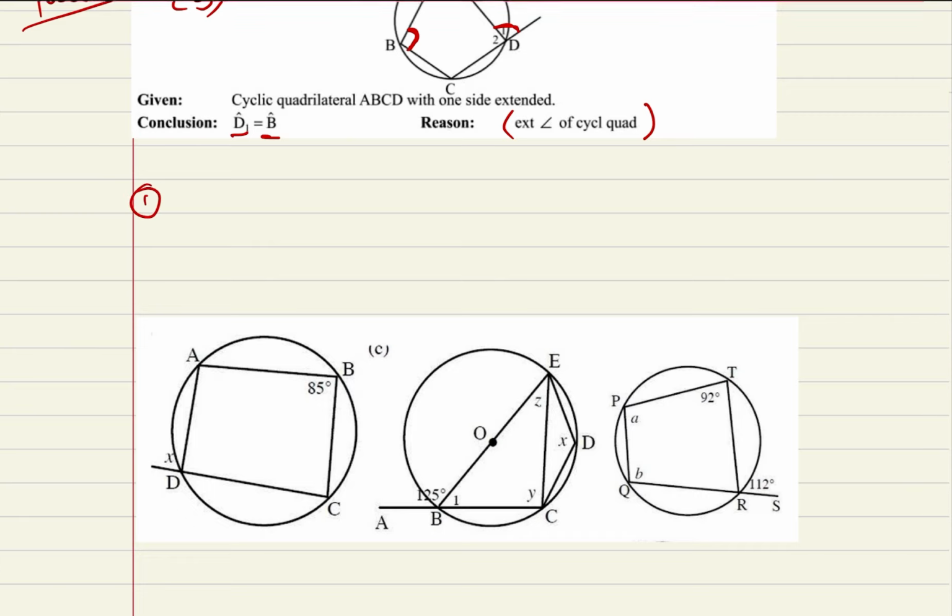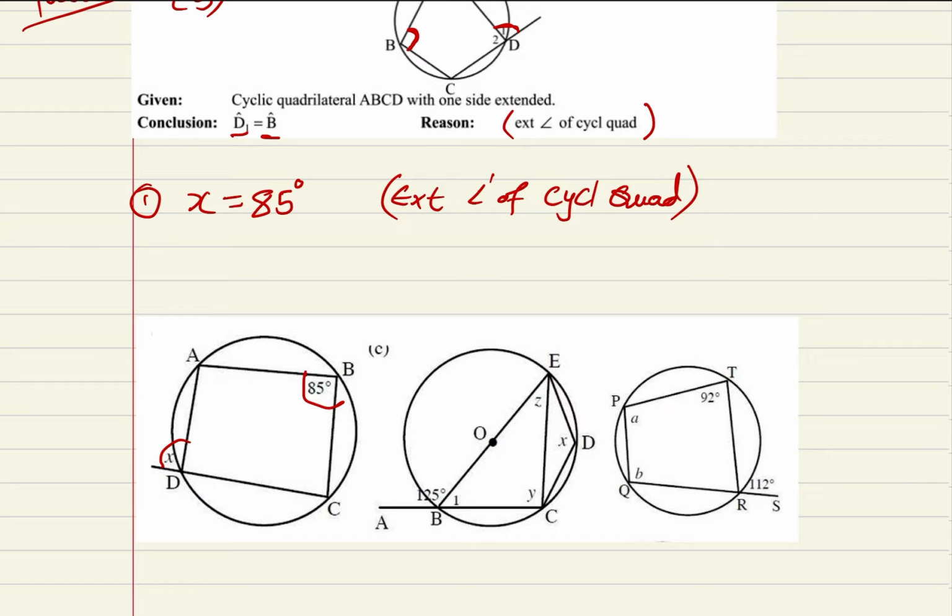We are going to say x is equals to what? 85 degrees. Why is x, this is x, equals to that one? Why do we say so? It's because this is an exterior angle of what? Of a cyclic quad. This is very important for us, okay? That's an exterior angle of a cyclic quad.